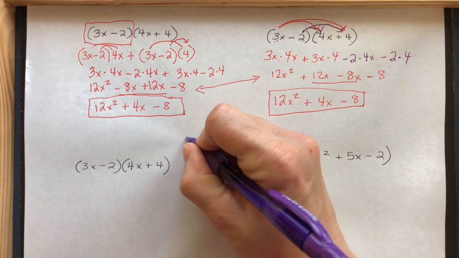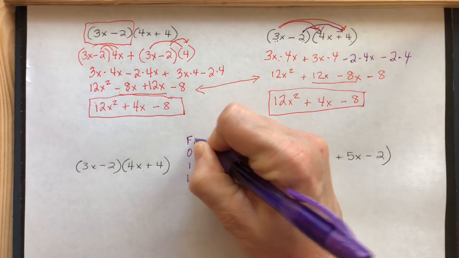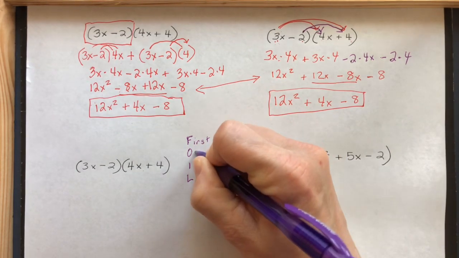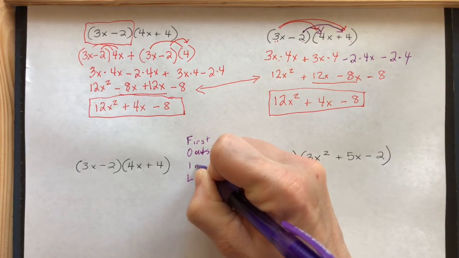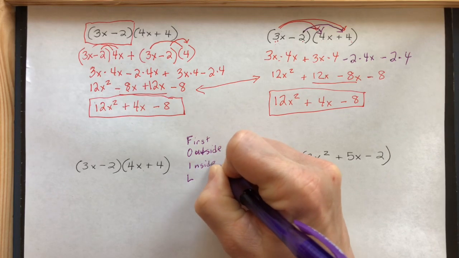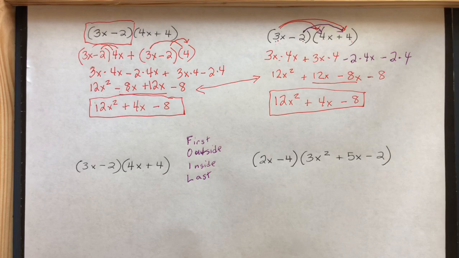FOIL is first, outside, inside, last. Lots of people have heard of this method of multiplying binomials.